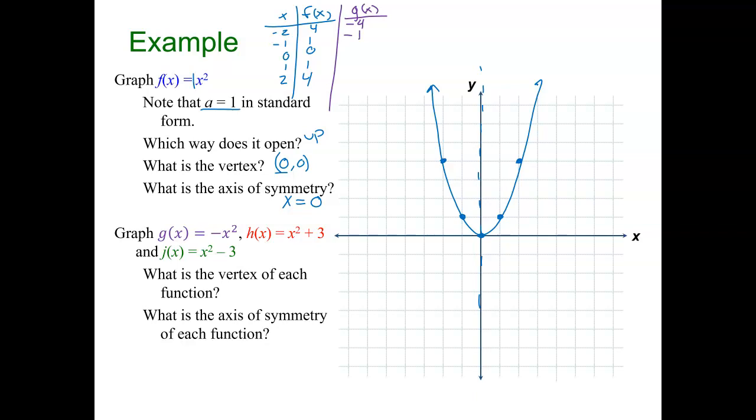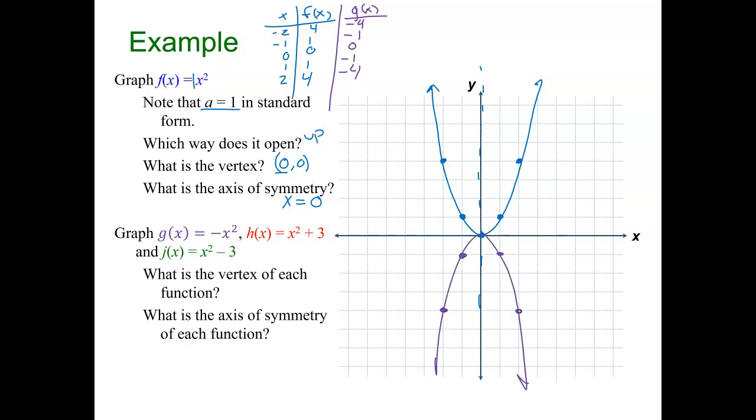Made it negative. 0. That'll still be -1 because 1 squared is 1. Make it negative. -1. 2 squared is 4. Make it negative. -4. So now I have those new points here, here, here, and here.